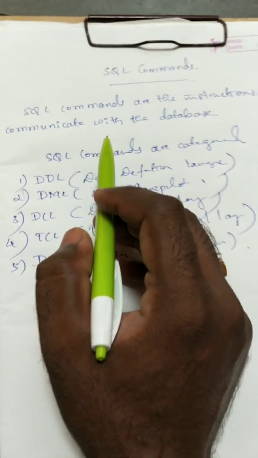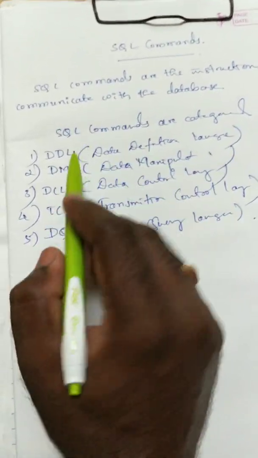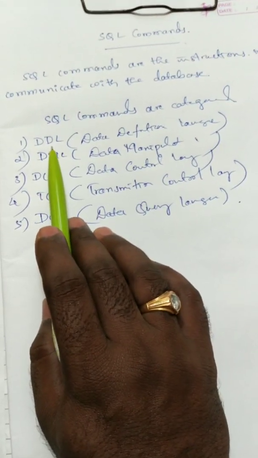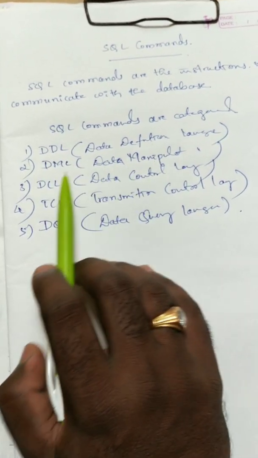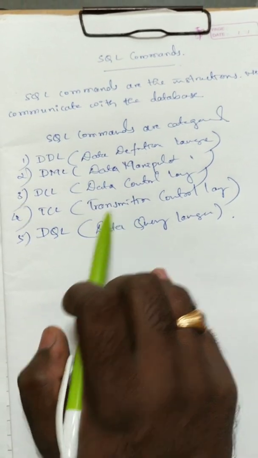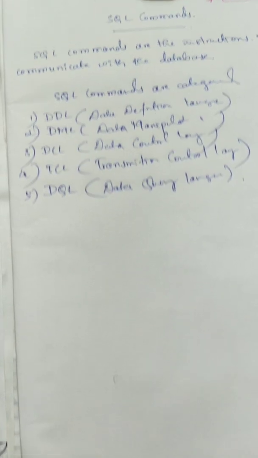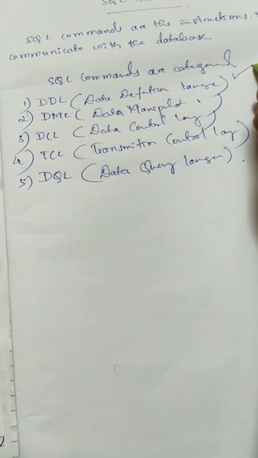So SQL commands are the instructions used to communicate with the database, and we have SQL command categories. First is DDL, data definition language; DML, data manipulation language; DCL, data control language; TCL, transaction control language; and DQL, data query language. In the last class we discussed the first one, DDL.